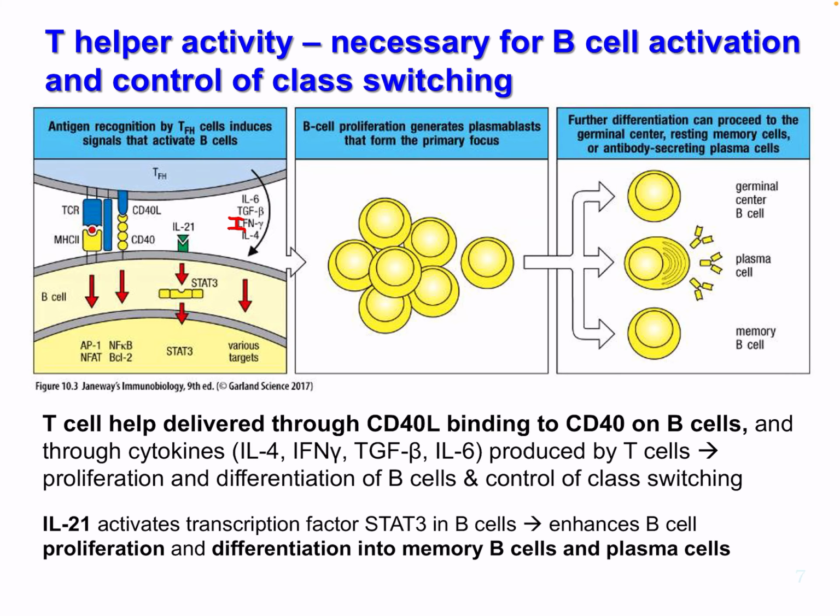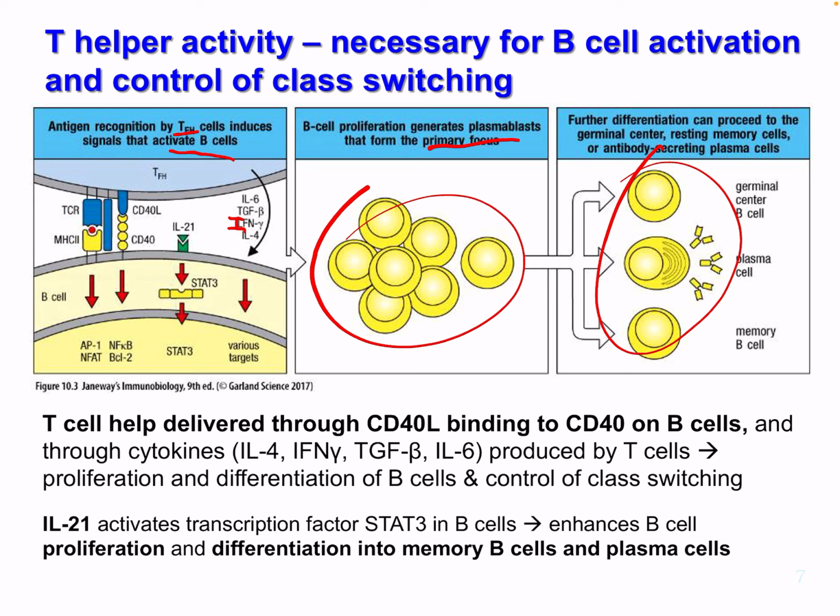So T helper activity is necessary for B cell activation and the control of class switching, which we've talked about many, many times. So our antigen recognition by a TFH includes signals that activate B cells, like we said. We have B cell proliferation, which generates plasmablasts that form primary focus. So these B cells then divide and activate. Then we have our effector cells. So further differentiation can proceed to the germinal center, resting memory B cells, or antibody secreting plasma cells. So again, this is stimulating different groups of our B cells.